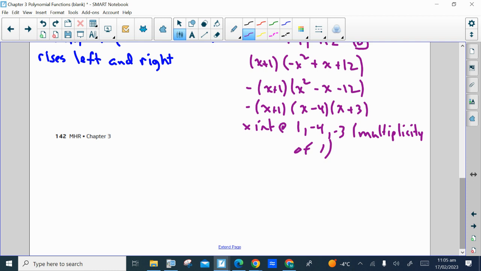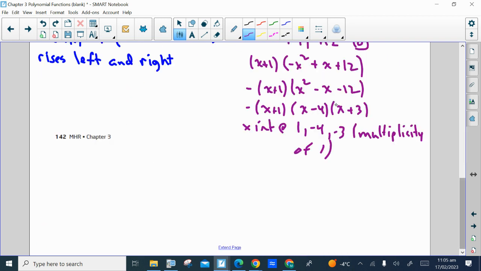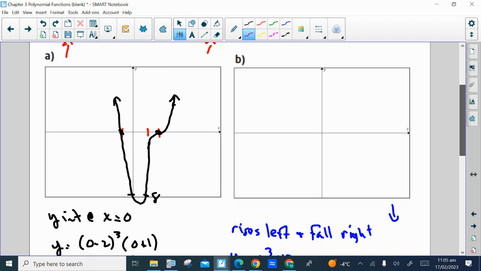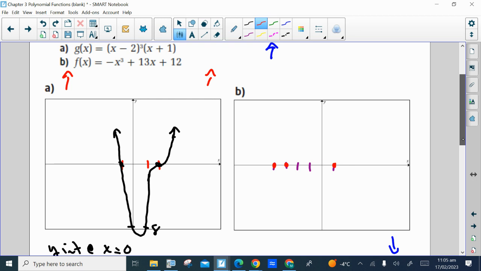Which means the graph is going to cross through the x-axis. The values will change. So 1, negative 4, negative 3. Positive 1, negative 3, negative 4. The constant term is positive 12. So that's where our y-intercept would be.